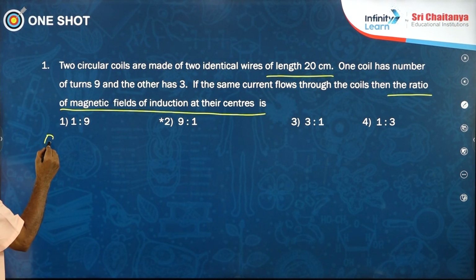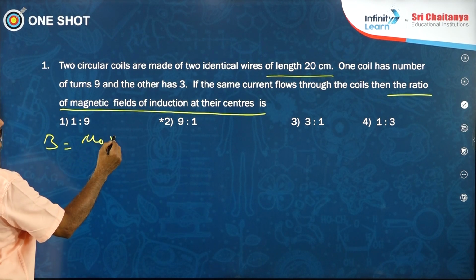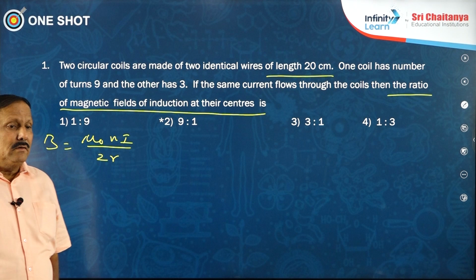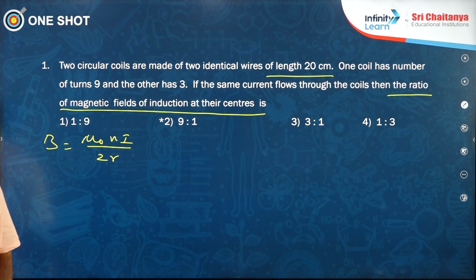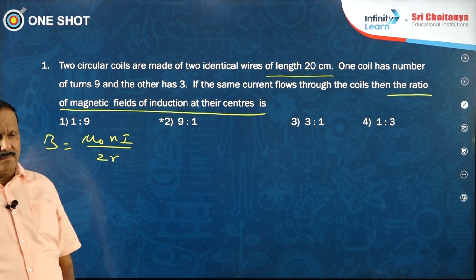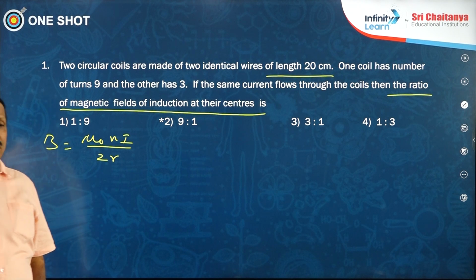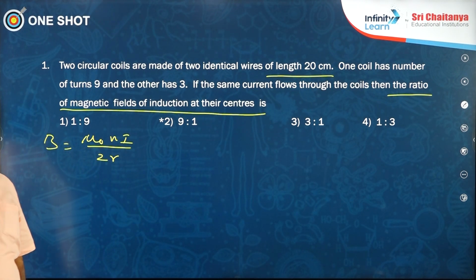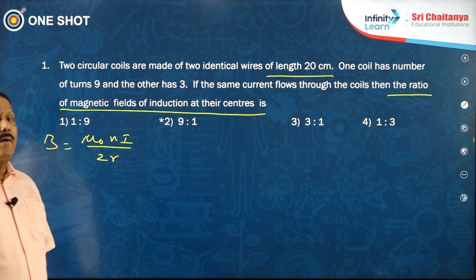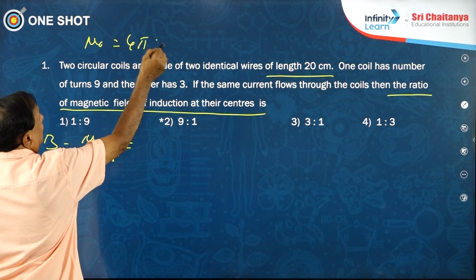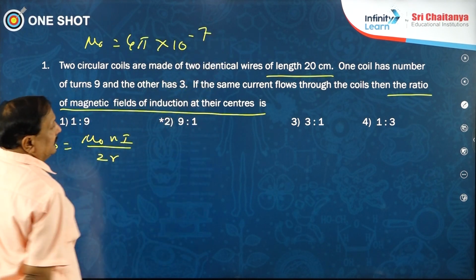Actually, for a circular coil, magnetic induction B is equal to mu naught N I by 2R. What is mu naught? In the previous class I told you mu naught is called permeability of free space. The value of mu naught is equal to 4 pi into 10 to the power of minus 7 Henry per meter. Remember that value.